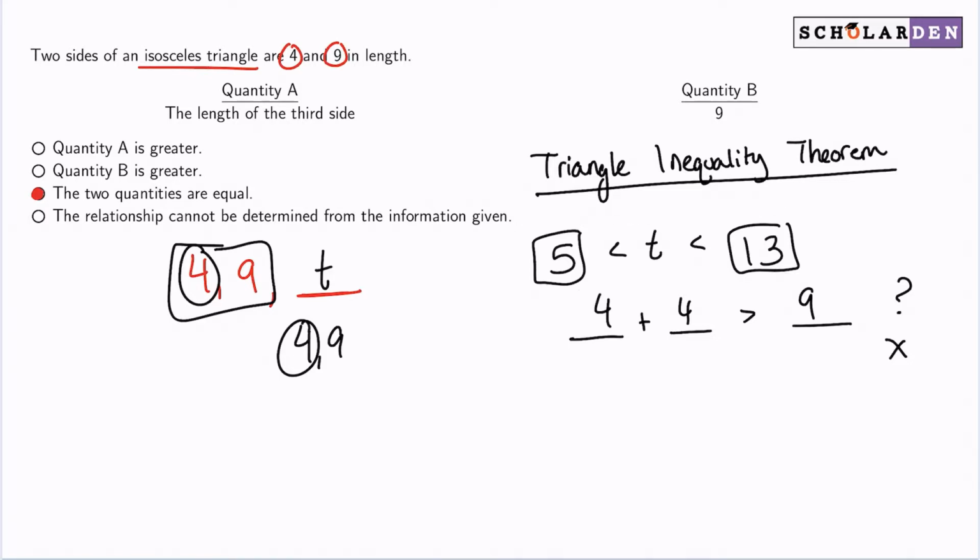But because it's isosceles, we can't have a 4 there. That won't work because it's less than 5. So the only option for us is 9. Therefore, since they're both 9, the quantities are equal.